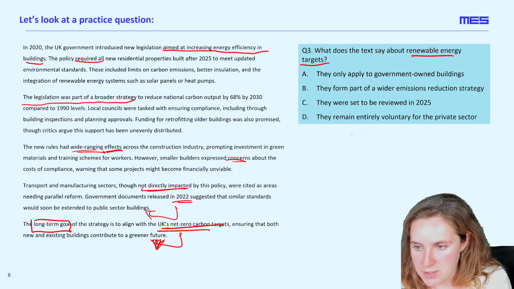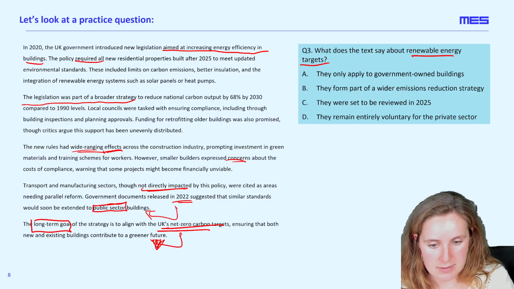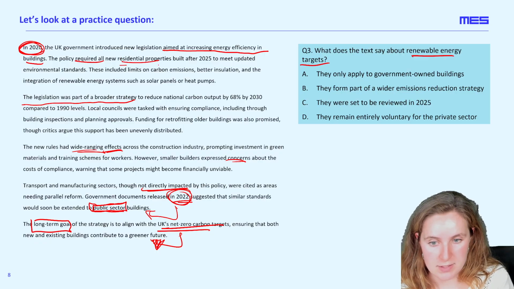Let's take a look at our options. They only apply to government-owned buildings, public sector and government buildings. That is somewhat synonym paraphrasing ideas, but it suggests that this would be happening in 2022, and this original policy was introduced in 2020, so that doesn't sound right. That they only apply, because what have they been doing for the last 2 years? Talking about residential properties, not government buildings.